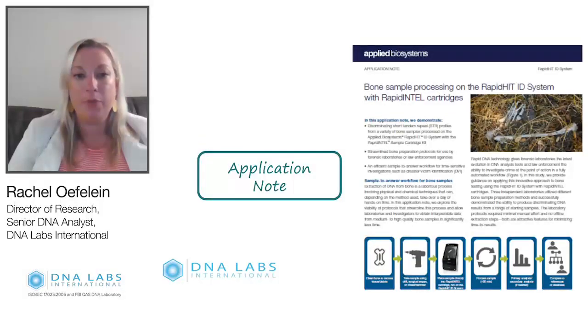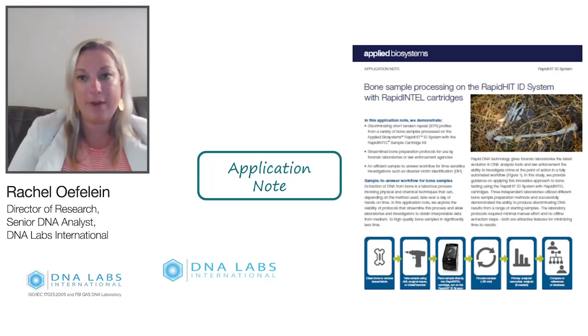So I want to throw in a mention here for the application note that Thermo has released for bone sample processing on the Rapid HIT ID system with Rapid Intel cartridges. DNA Labs International, in addition to a couple other laboratories as well, participated in sharing their research and their methods for how they process bones using the Rapid HIT ID system. So I would say if your laboratory is evaluating whether or not to bring this online, this would be a great resource to see the different options that other laboratories are using.